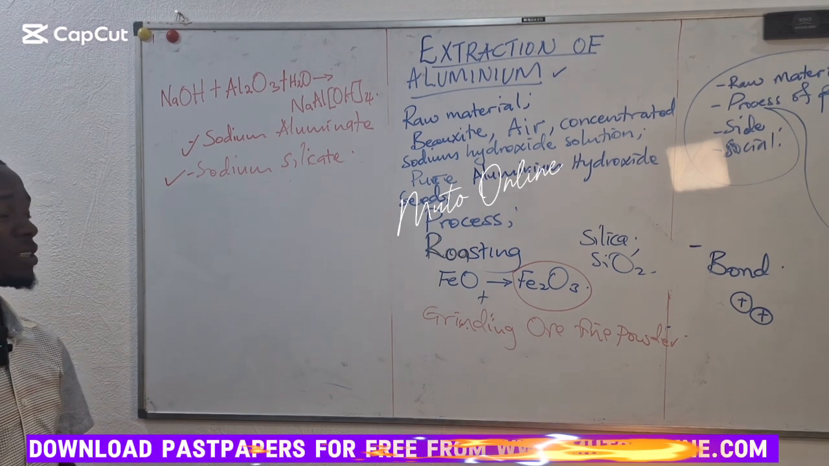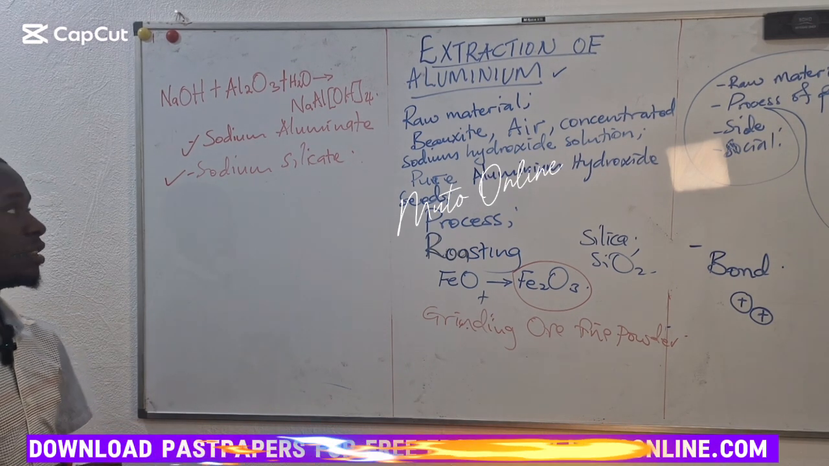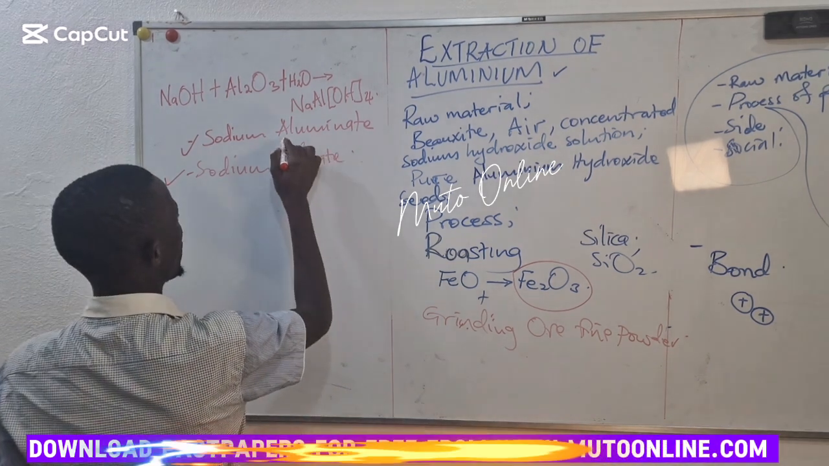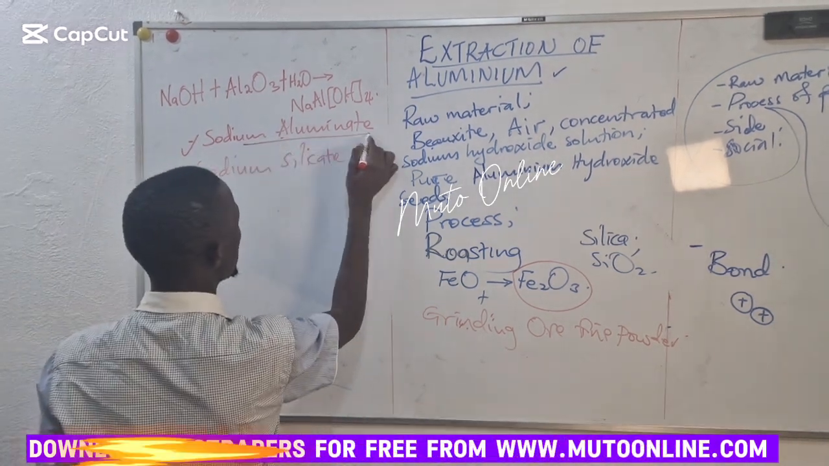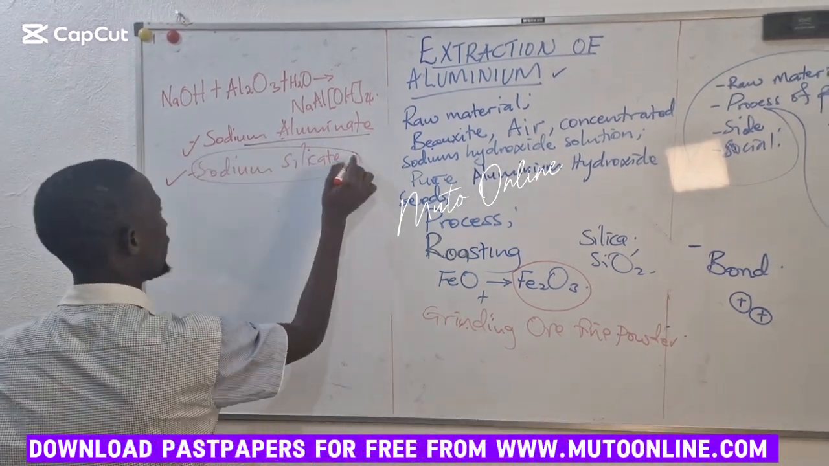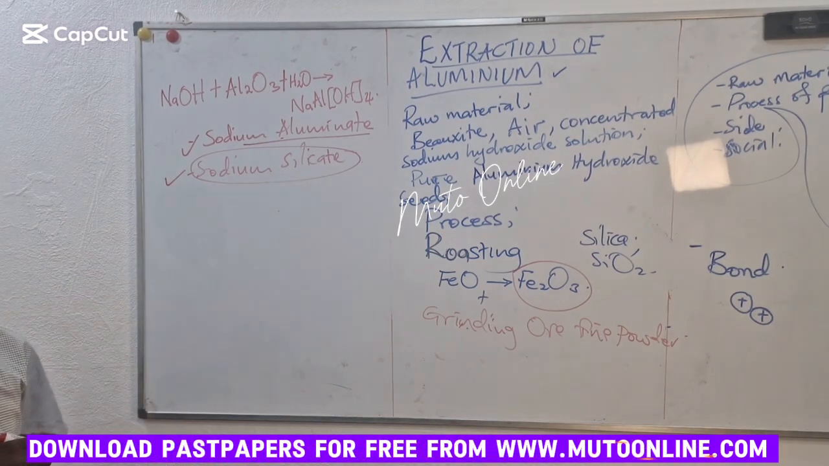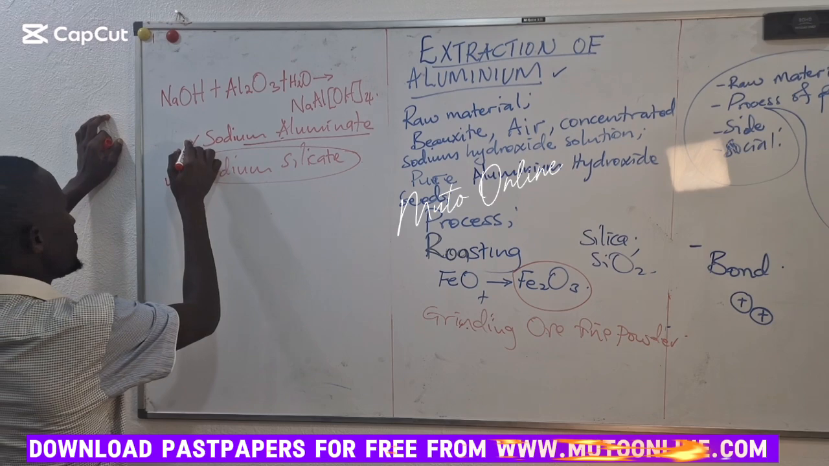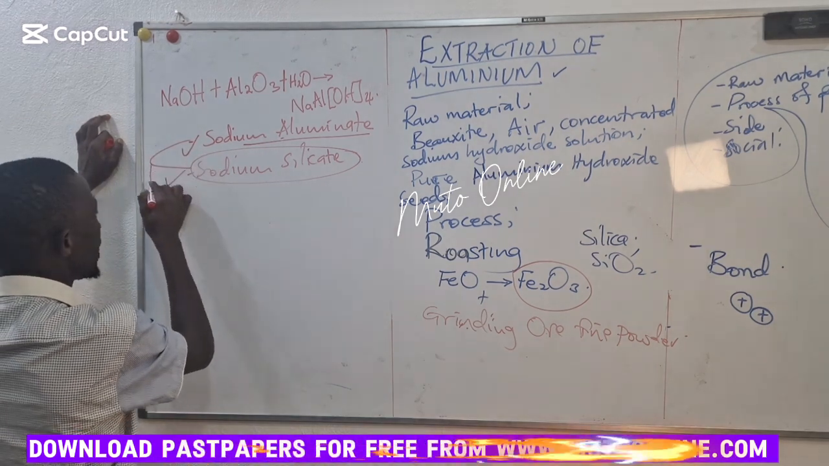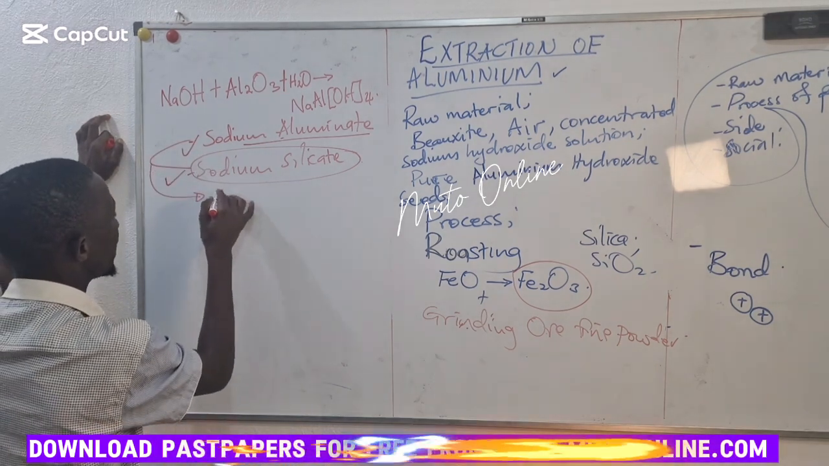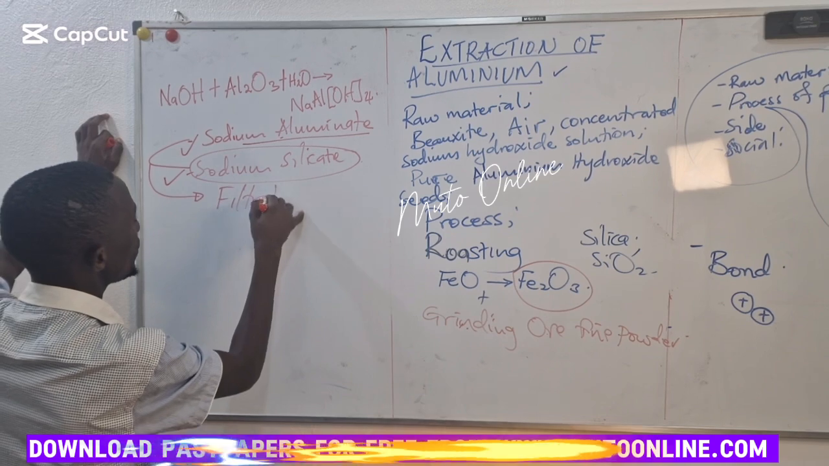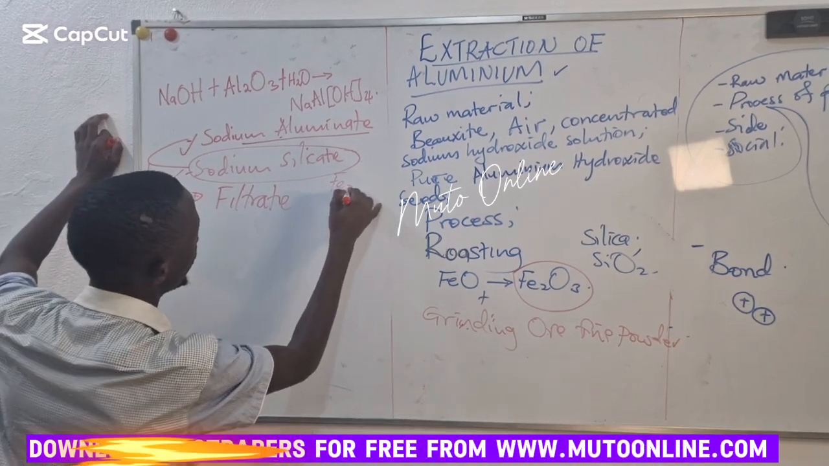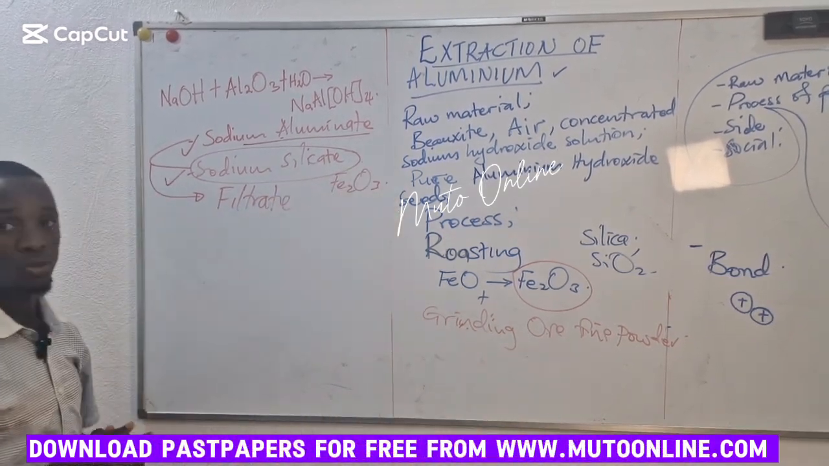So far what we need is the aluminium, not this one. So we still have an impurity. So what we do, we shall have this one, a mixture of sodium aluminate and sodium silicate as our filtrate. We have eliminated the iron 3 oxide. It is out.